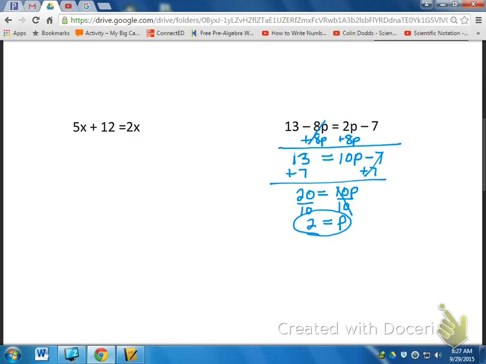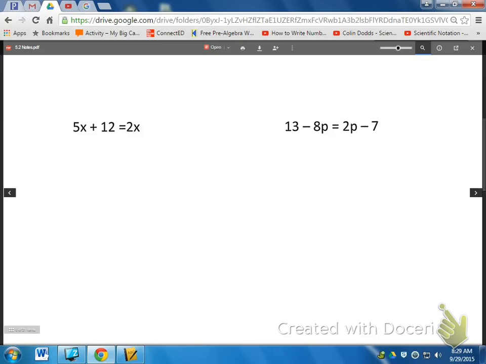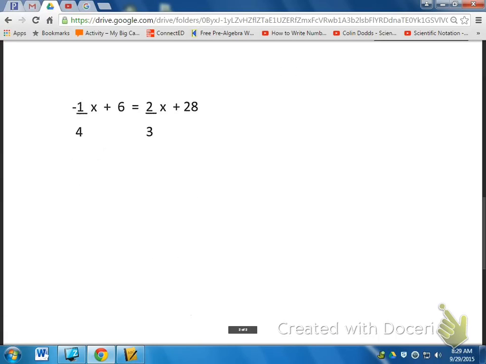Not bad. Okay, I have to show you this one. You may not need it today, but you definitely will need it tomorrow. It's something new that we're going to do. We'll do it in Algebra 1. Most people don't like fractions, right?